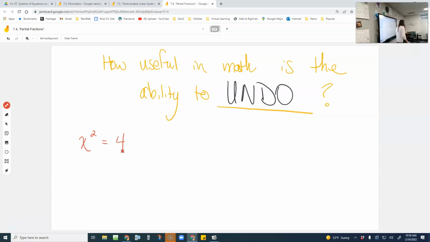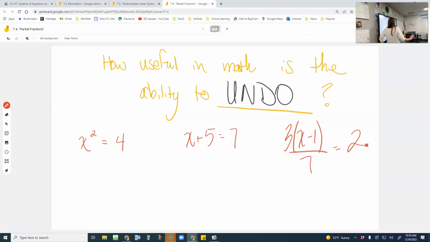But even more basic than that, getting x alone. What if you have x plus 5 equals 7? Some brains are like 2, duh. Some brains are like, I don't know. So you subtract 5, right? Or if you had something like 3 times x minus 1 all over 7 equals something, you've got to do some undoing there. Okay, so undoing was helpful even then, but now that you're in pre-cal, haven't you also seen things like that? We've got to do some undoing there.